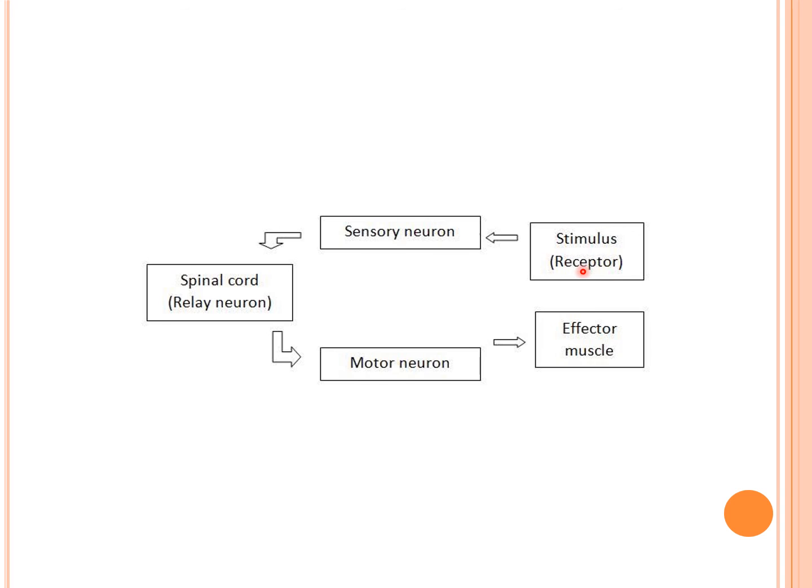The receptor picks up the stimulus from the surrounding. This stimulus is carried by the sensory neuron to the spinal cord. The spinal cord will interpret the message and it is passed on to the relay neuron in the gray matter of the spinal cord. From the relay neuron, the impulse is carried by the motor neuron, and from the motor neuron, the impulse reaches the effector muscle where the movement of the muscle is brought about.